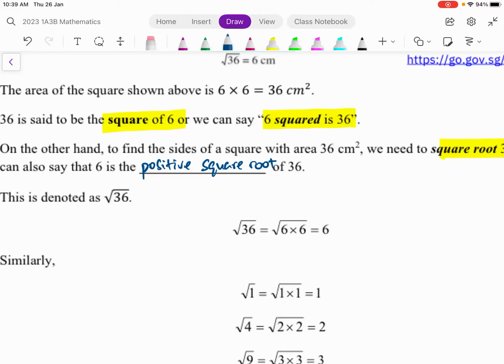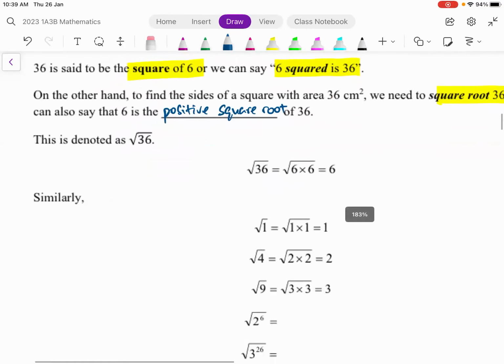I wonder why they talk about the positive square root of 36. Why must they include the word positive? What are they suggesting? They are suggesting that there could be a negative, right? Okay, we'll look at that later on.